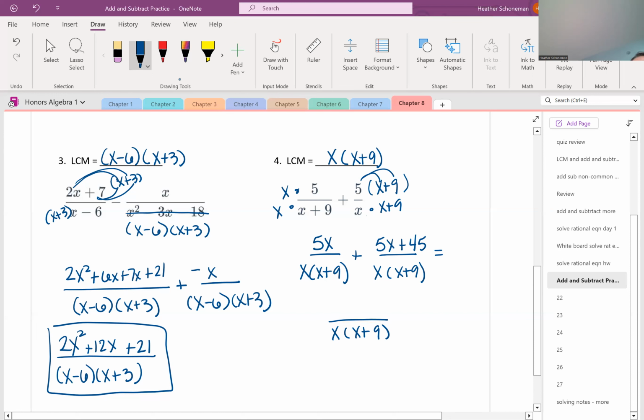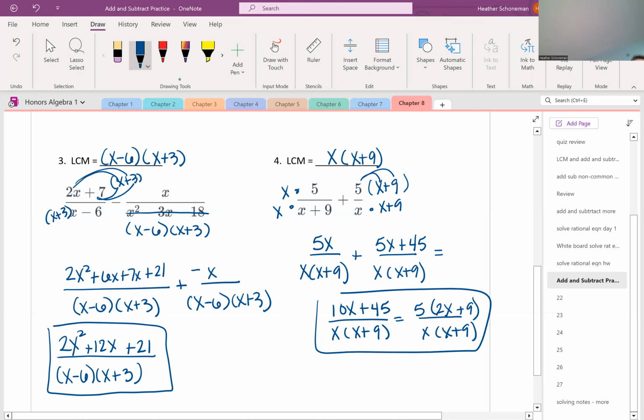I combine 5x and 5x would be 10x plus 45. Now I want to see if this reduces. Well, this does factor. I can take out a 5. If I take out a 5, 10x divided by 5 is 2x. 45 divided by 5 is 9. So I do have the 2x, I do have the 9, but the 2x and x don't match. They're not an exact match. So on your quiz or your test, you could leave this as either one.